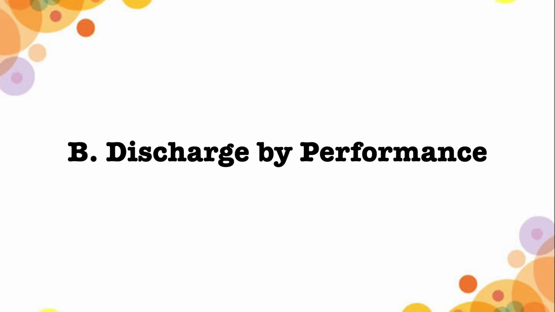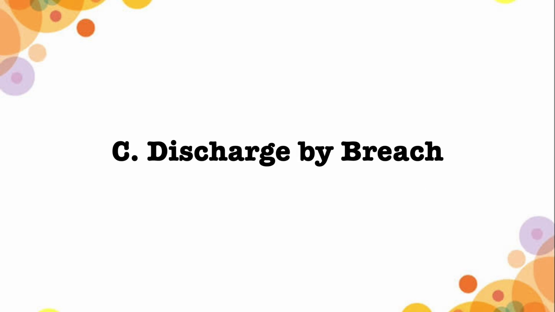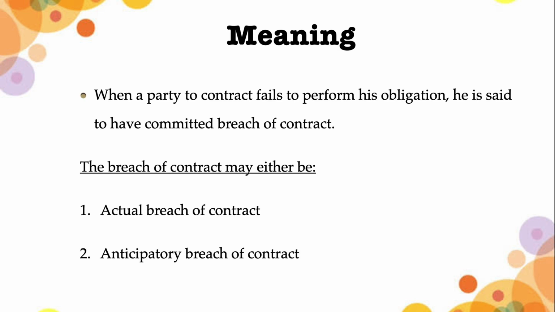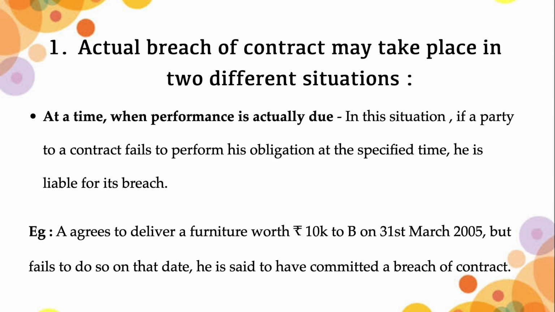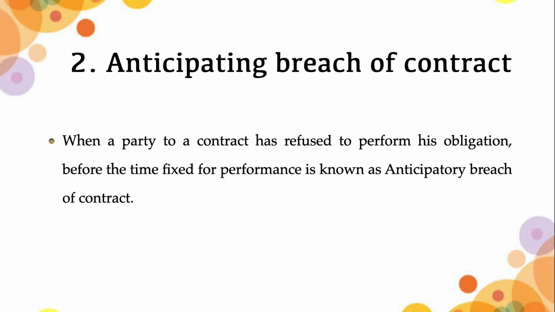Part B, discharge by performance, that means both the parties mutually perform the obligation. Third is discharge by breach. Two conditions, actual breach and anticipatory breach. Under actual breach, we studied two kinds: at the time when the performance is actually due, and during the performance. And the last one, anticipatory breach of contract.